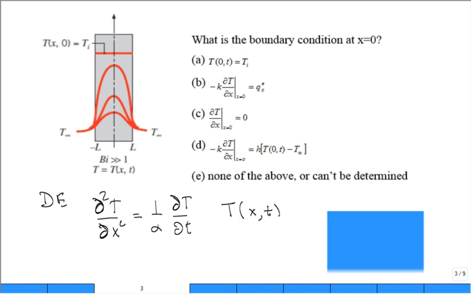Professor, where's x equal to 0? Where is x equal to 0? The center line. Exactly. Everybody in? Let's close it down. Everybody in? And we stop.